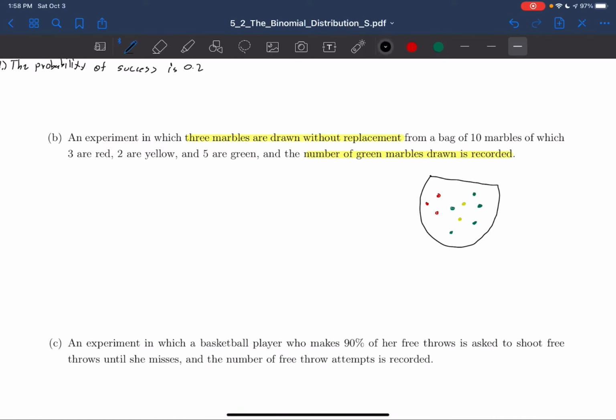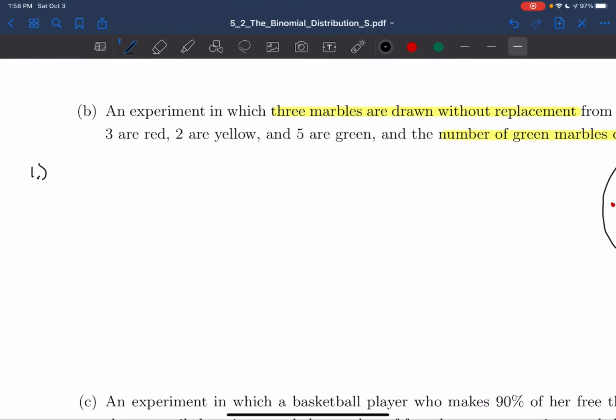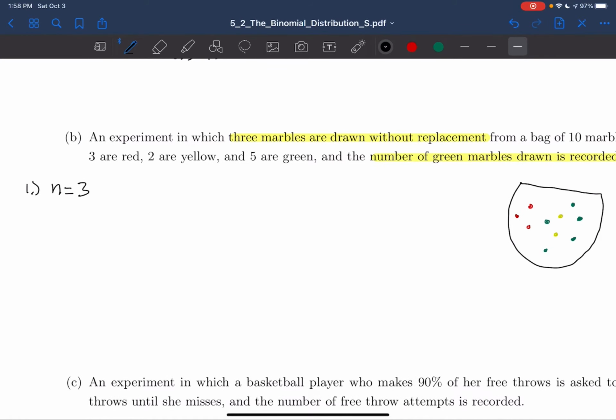First, we want to see if there is a fixed number of trials here. Well, they said they are drawing 3 marbles here. So I guess our fixed trial is 3. So n is 3. However, we are drawing without replacement.